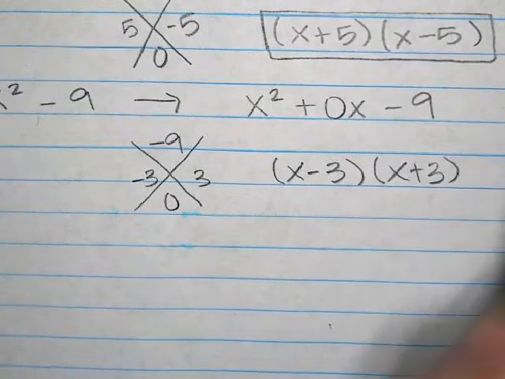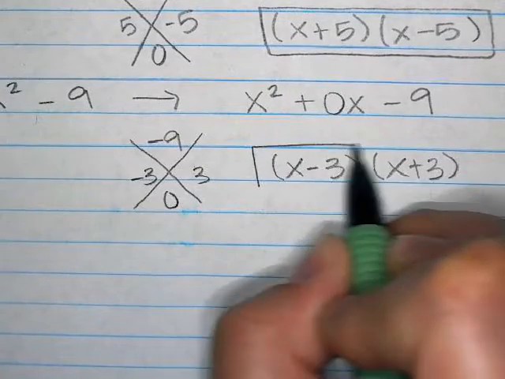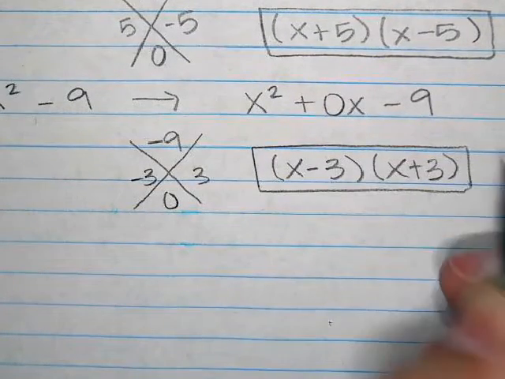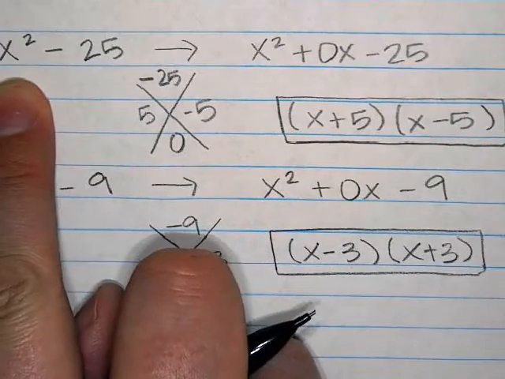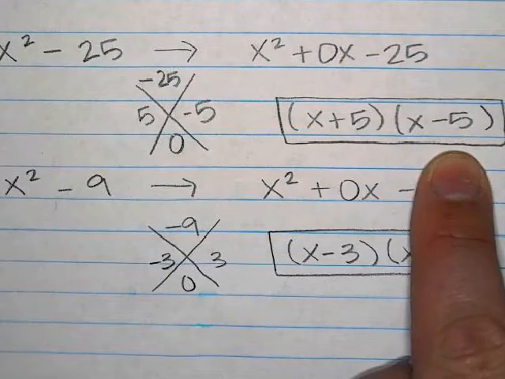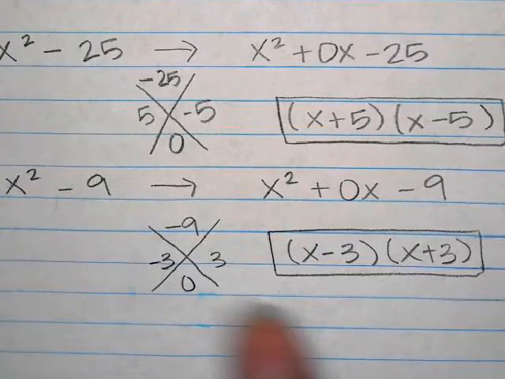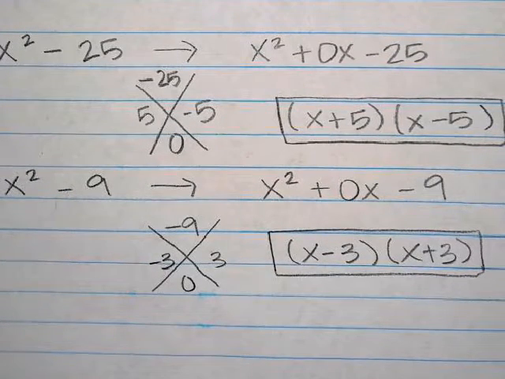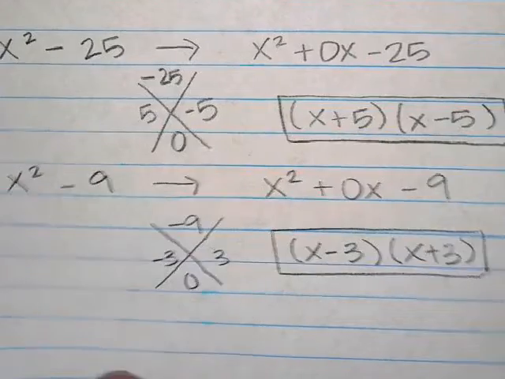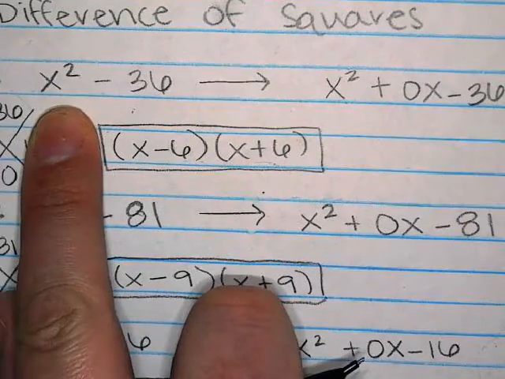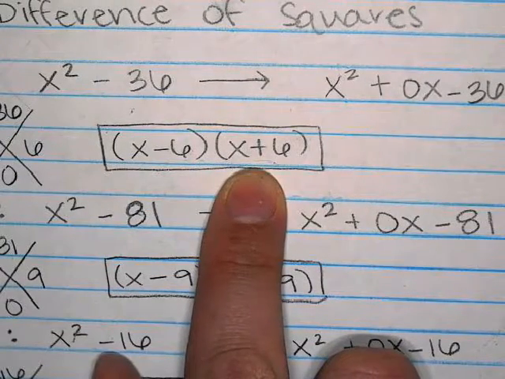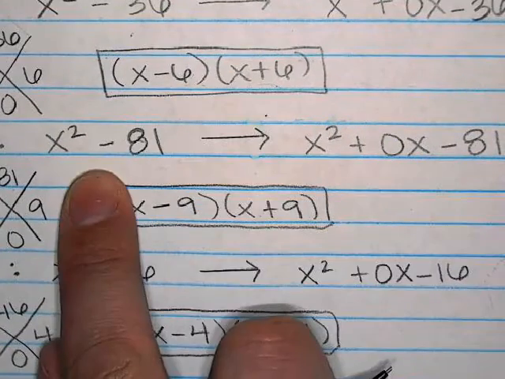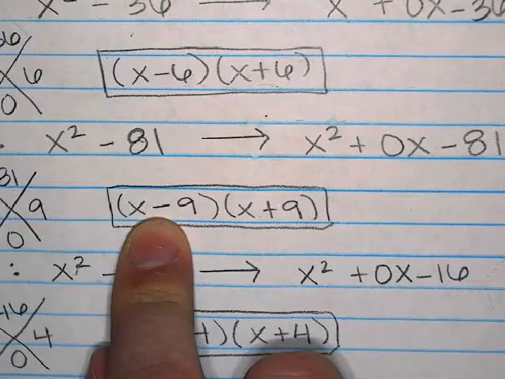So we did some of these in the video, and then we've done a couple of them here. So x squared minus 25 is x plus 5, x minus 5. X squared minus 9 is x minus 3 and x plus 3. Christian, you listening? Yeah? X squared minus 36 is x minus 6, x plus 6. Jordan, you listening? X squared minus 81 is x minus 9, x plus 9. X squared minus 16 is x minus 4, x plus 4.